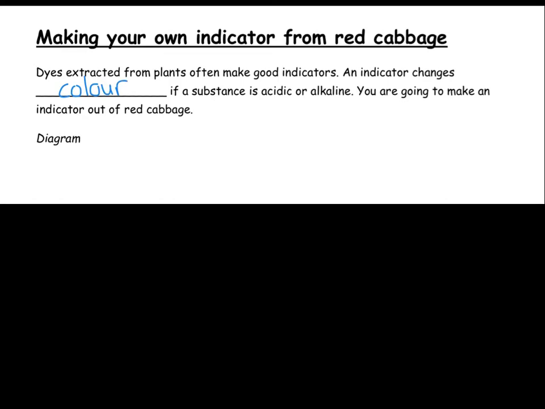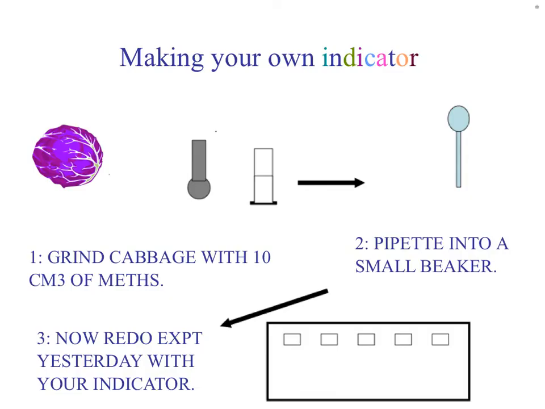Now we're going to make this indicator from red cabbage. So we would take the red cabbage and we would chop it up. Then we would pop our chopped red cabbage into a mortar, and we would use a pestle to grind up the red cabbage. It would be really important to grind it up well to release all the dye. Then we would use a measuring cylinder and pour 10 cubic centimetres of methanol into the chopped cabbage. Now the purple dye will dissolve in the methanol.